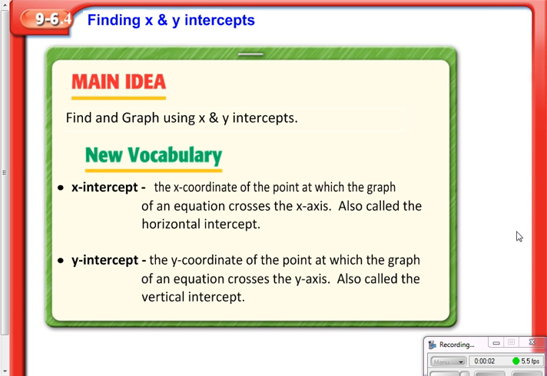964 is on finding X and Y intercepts. You'll find them from a graph, and you'll find them algebraically. You also have to graph X and Y intercepts.